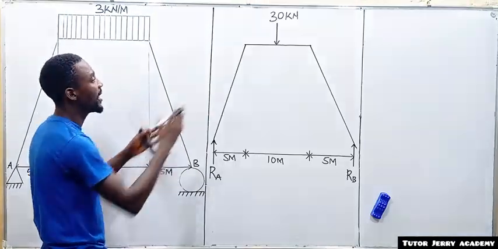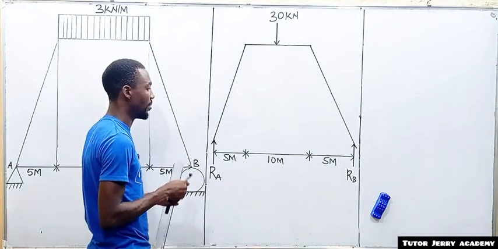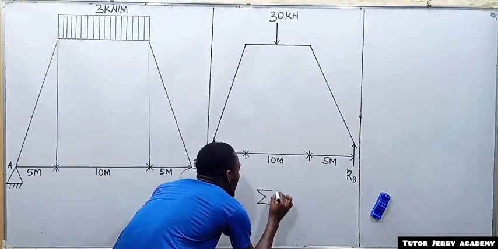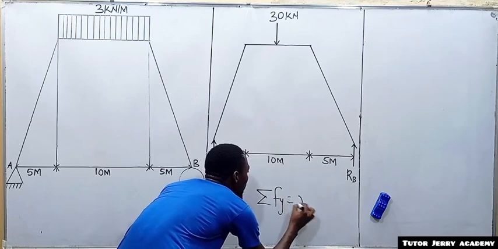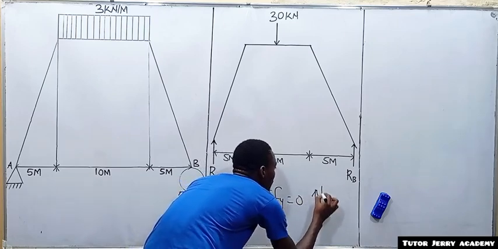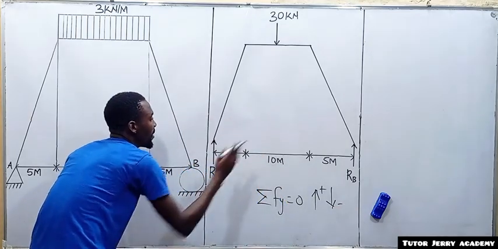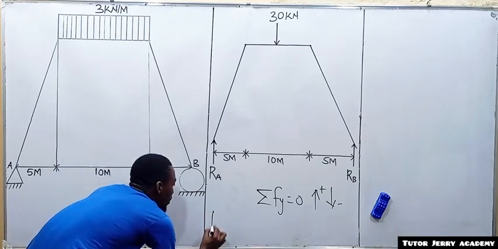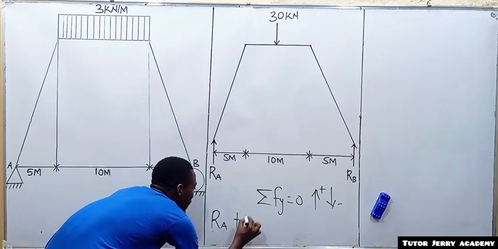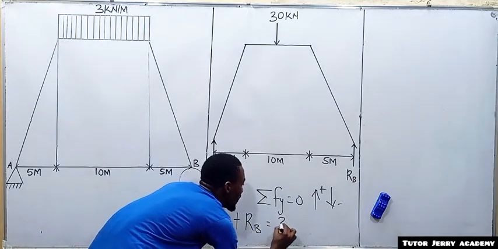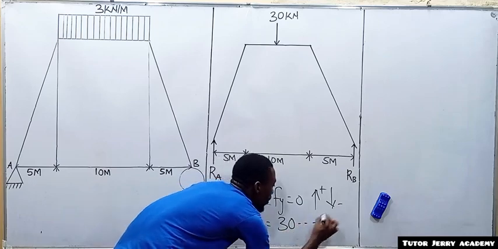All right, so here is our free body diagram. So we are going to be considering summation of vertical forces equals 0, and we are taking upward force positive and downward force negative. So our reactions here are the upward force. So it's going to be RA plus RB, which will be equal to what? 30. So this is equation number 1.